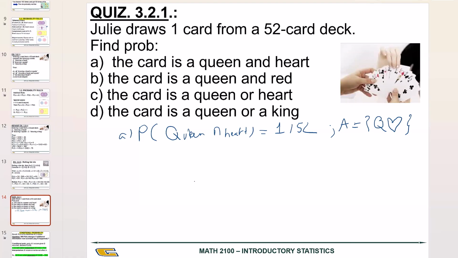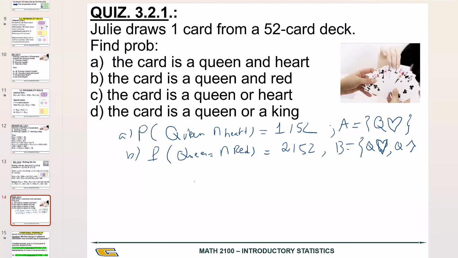So queen and red. This probability is what? 2 by 52, right? Even though I know the event is event B, I can get either the queen of hearts or the queen of diamonds. So which is 2 by 52. We can do the calculation and get the decimal if we want.